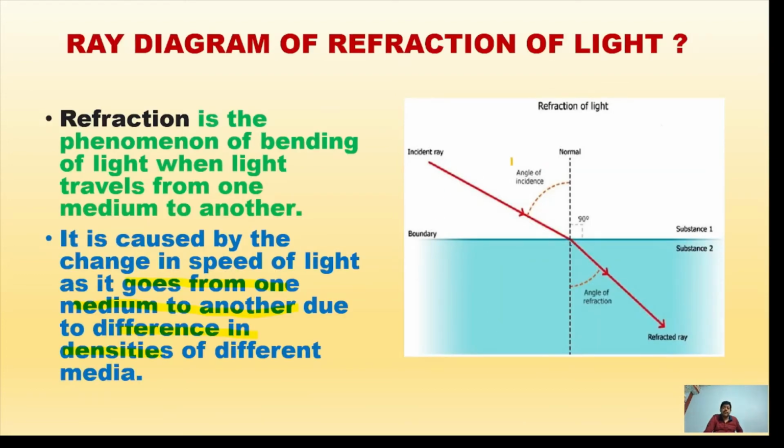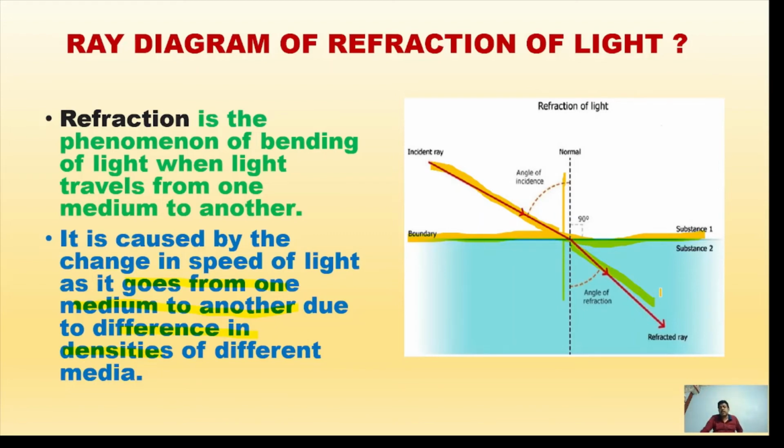Look at once again, see here, this is the incident ray, this is the refracted ray, and this is the normal, and this is the refracting surface boundary. This is the surface which is dividing air and water, separating air and water, where the refraction of light takes place, right? And air is the optically rare medium and water is the optically denser medium.